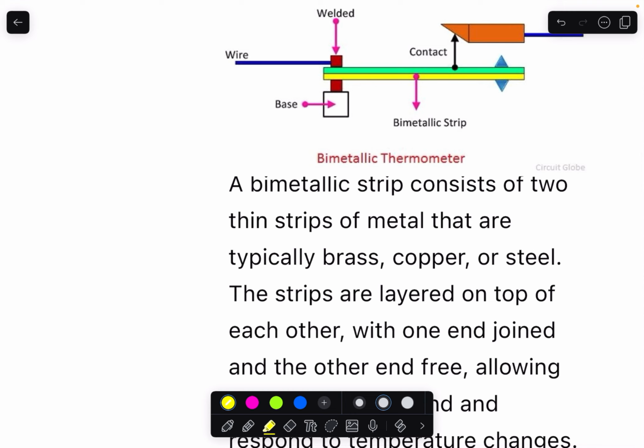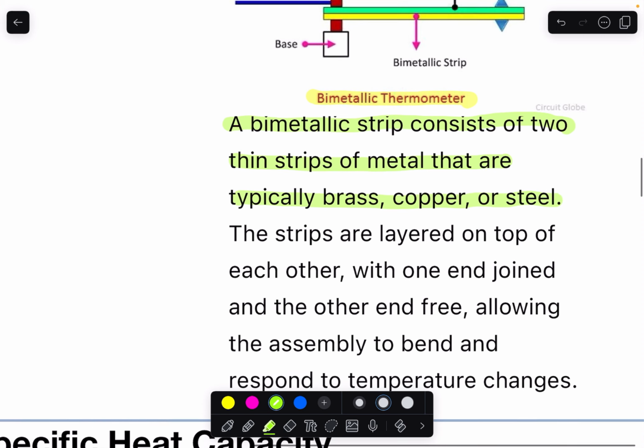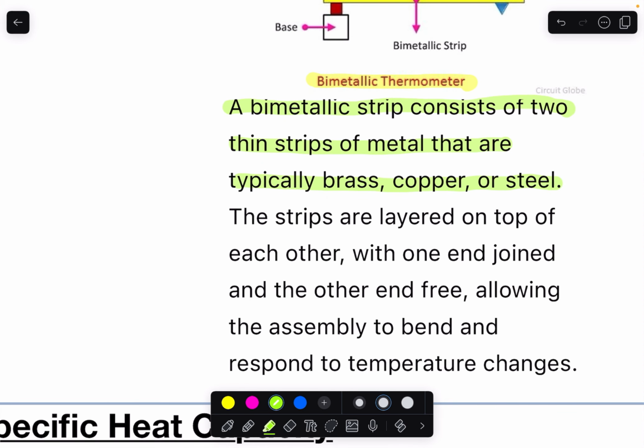The second application is the bimetallic thermometer. What is a bimetallic thermometer? A bimetallic strip consists of two thin strips of metal that are typically brass, copper, or steel, right? You can use different metals, but these are the typical metals that are used. The strips are layered on top of each other with one end joined and the other end free, allowing the assembly to bend and respond to temperature changes.